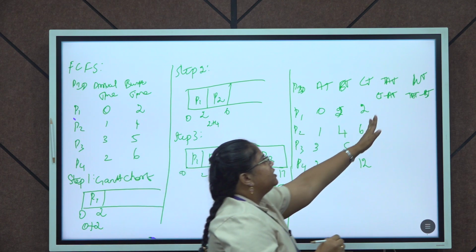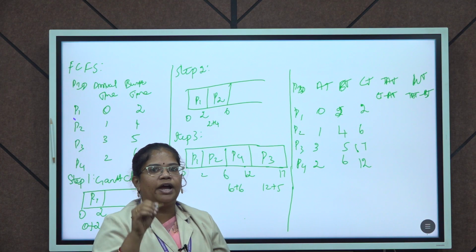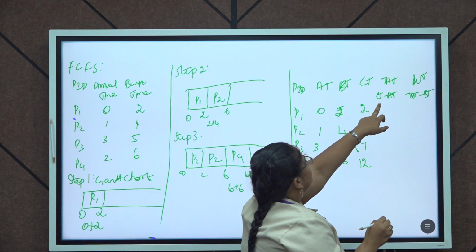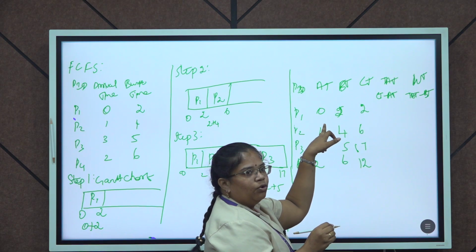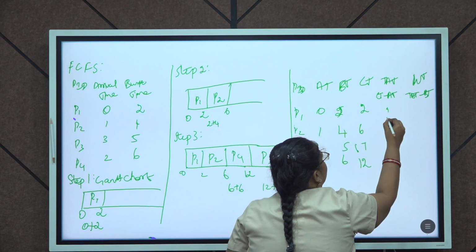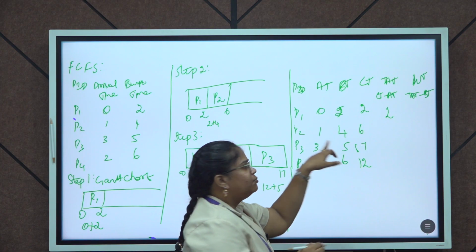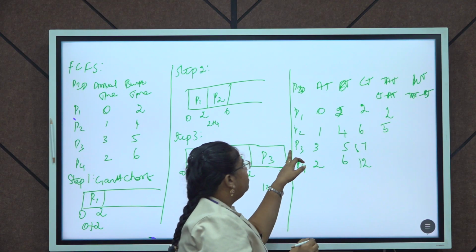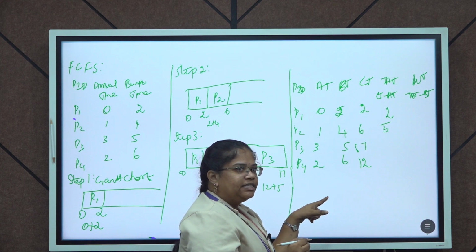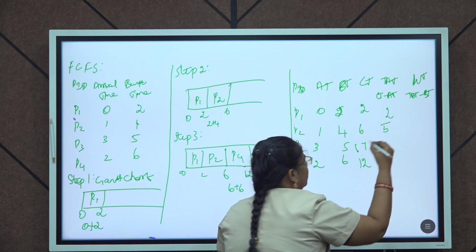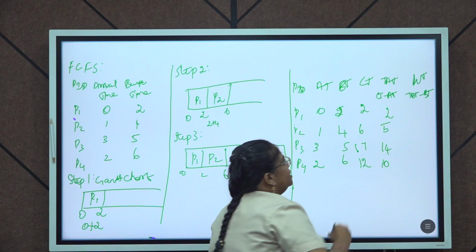Okay. Then next is finding the turnaround time. What is the turnaround time formula? Completion time minus arrival time. So here the P1 process has completion time 2 and arrival time 0. 2 minus 0 is 2. Then the P2 process completion time is 6 and arrival time is 1. 6 minus 1 is 5. Then for P3, completion time is 17 and arrival is 3. 17 minus 3 is 14. For P4, 12 minus 2 is 10. This is the turnaround time.